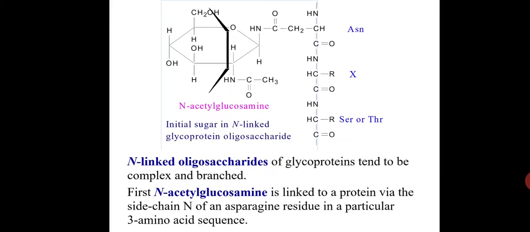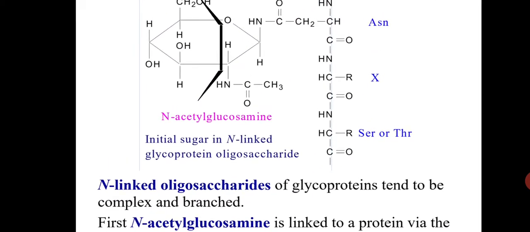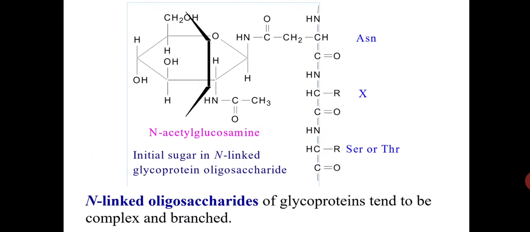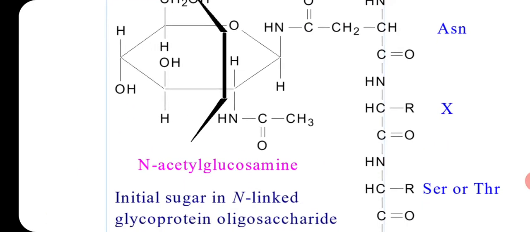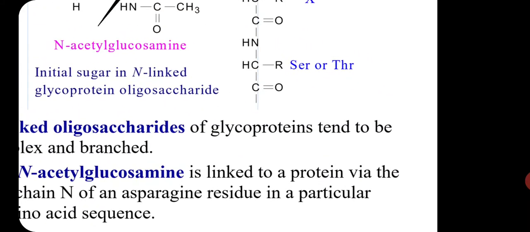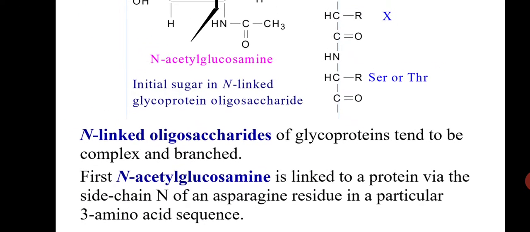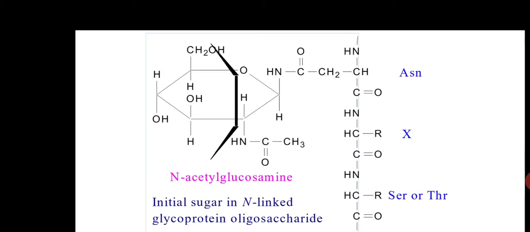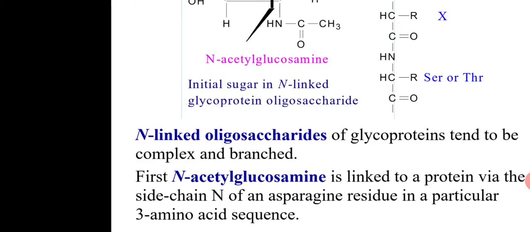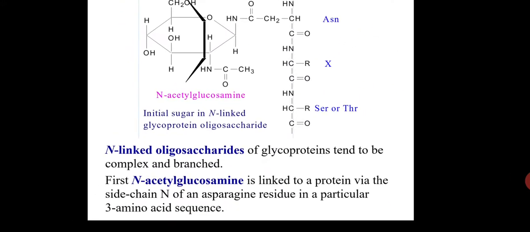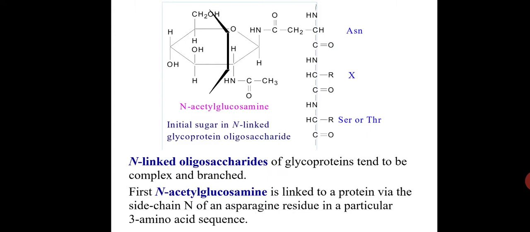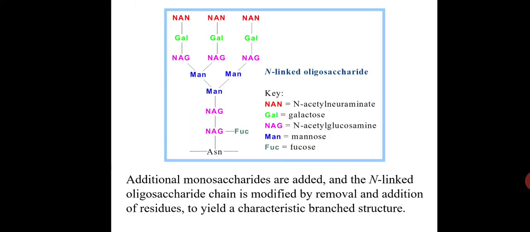Okay. Now N-linked oligosaccharides of glycoproteins are somewhat complex. You can see asparagine over here. This is serine or threonine, but look at ASN, that is asparagine. Now this is N-linked. If you remember, N-linked oligosaccharides differ from O-linked. First, N-acetylglucosamine is linked to the protein via the side chain N of the asparagine residue. You can see over here the side chain of the asparagine residue. This particular association needs to be remembered by you. In case of O-linked, it is serine or threonine. In case of N-linked, it is asparagine.